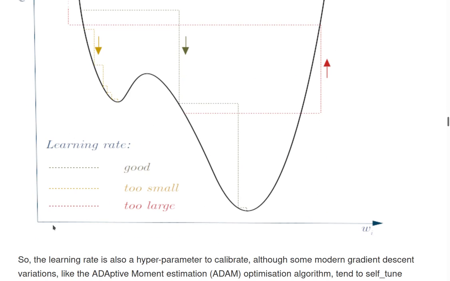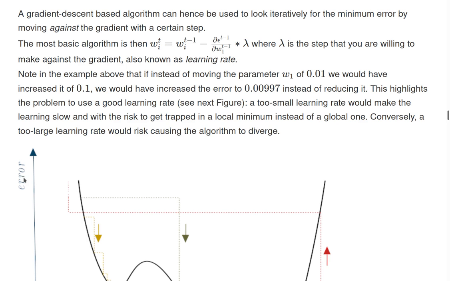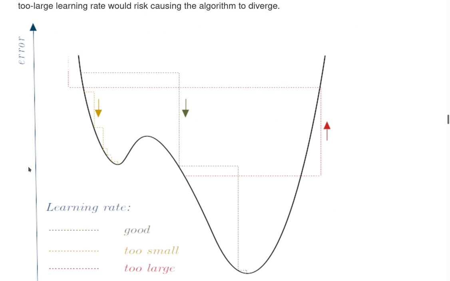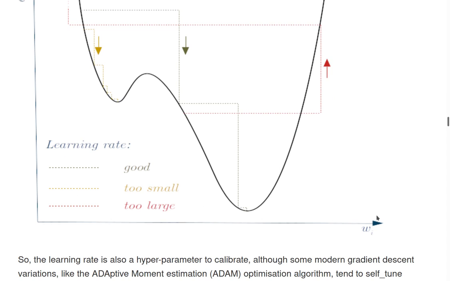So here we have the parameter that we want, and this is the overall error of the network. So the error depends on the parameter.